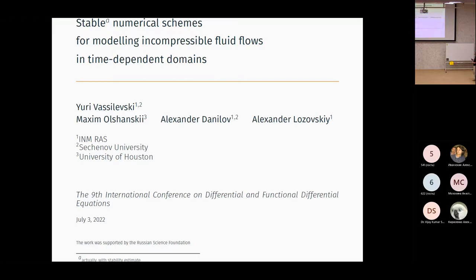First of all, I have to give a disclaimer. By stable schemes, I understand schemes with a stability estimate, because for nonlinear equations, stability is a very complicated issue. But if we can give a stability estimate for the numerical solution, we treat this result as an attribute of a stable scheme. From now on, stable schemes means schemes with a stability estimate.